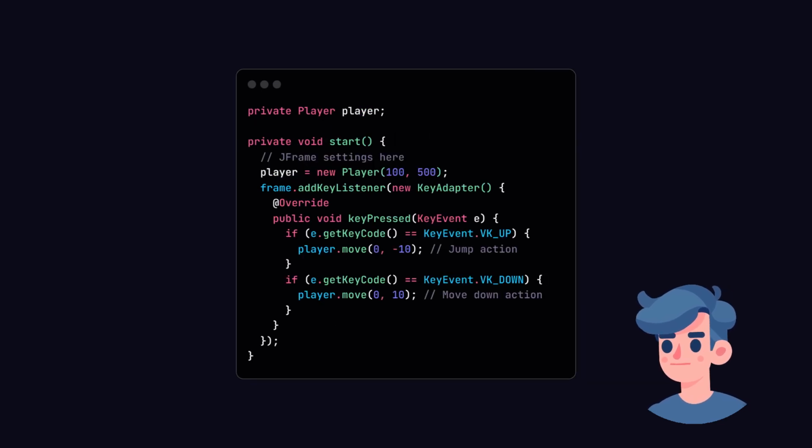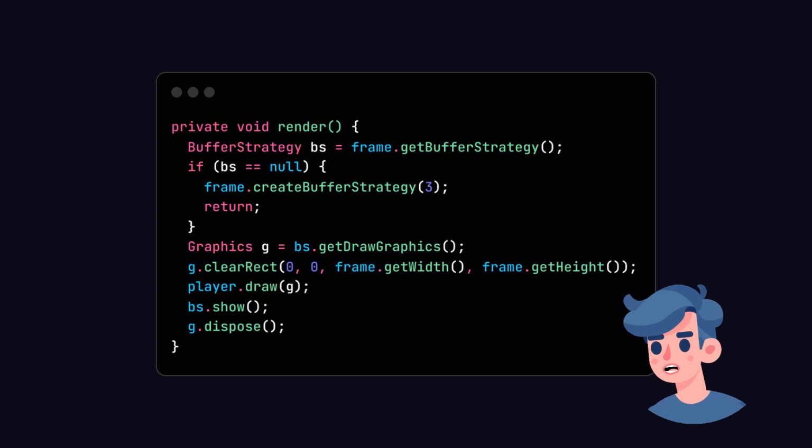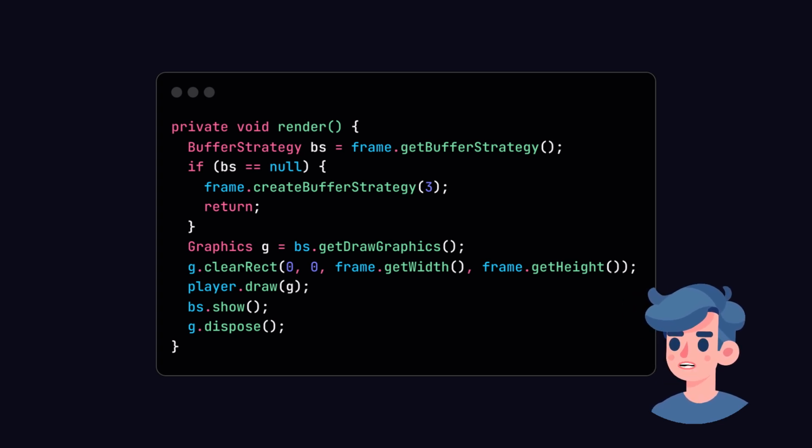Now let's integrate the player class into our main game loop. We need to create an instance of Player in our EndlessRunnerGame class and update its position based on user input. Now let's implement the rendering logic for our game. You need to override the paint method of the JFrame, which will allow us to draw graphics directly on it.